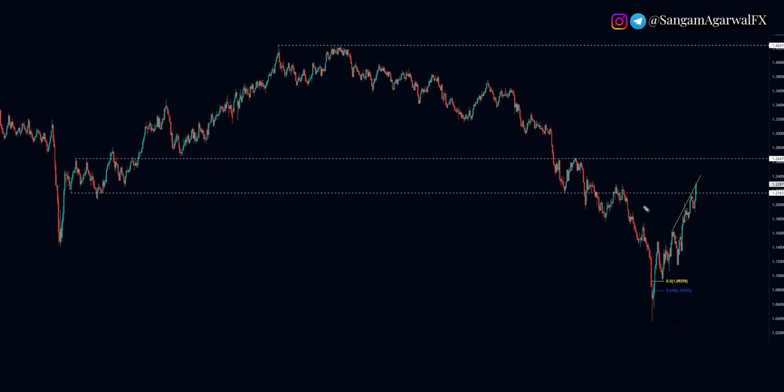So if it drops and gives a retracement level up to 50 or 61, then we will buy and will target a new high. But before the next buying opportunity, we need a good correction on this pair, and focus on this trend line on the H4 time frame and this resistance on the daily time frame.